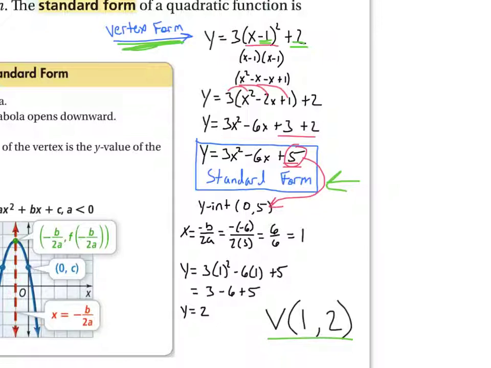Okay? Are there questions about standard form and the items that it gives you? Standard form gives you the a value from vertex form. Standard form gives you the y-intercept. And we can find the x-coordinate of our vertex using negative b over 2a. Those are the three big things you need to take away from what I just talked about. Okay? Questions? Let's try graphing one of these guys.